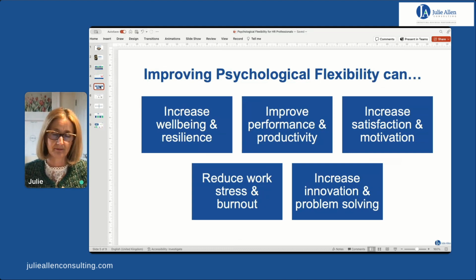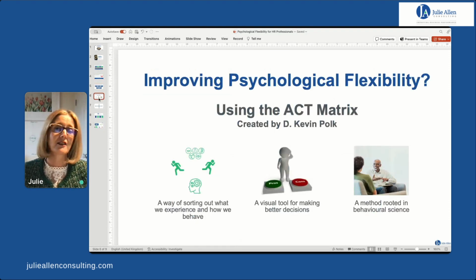So I've told you what psychological flexibility is. I've told you about some of the benefits. And then the next question really is, well, how do we go about achieving psychological flexibility? Improving psychological flexibility comes from using, and today what I'm going to explain is the use of the ACT matrix. You'll see ACT is spelled capital A, capital C and capital T. And that stands for Acceptance and Commitment Training or Therapy.